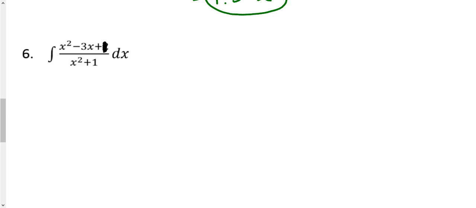So looking at this problem, we have two things. On the top and the bottom, they have the same powers. So a U substitution isn't going to help because when I take the derivative, they're not going to match. So this is a long division problem. You will have a long division problem on the quiz. So we are dividing x squared minus 3x plus 1 by x squared plus 1.